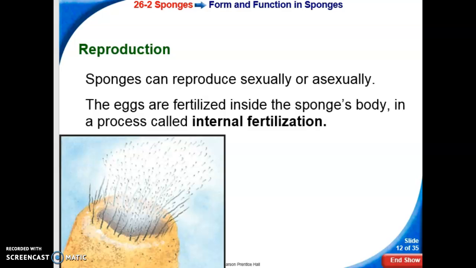Sponges also must go through reproduction. They can reproduce sexually or asexually. So the eggs are fertilized inside the sponge's body, and this is called internal fertilization.